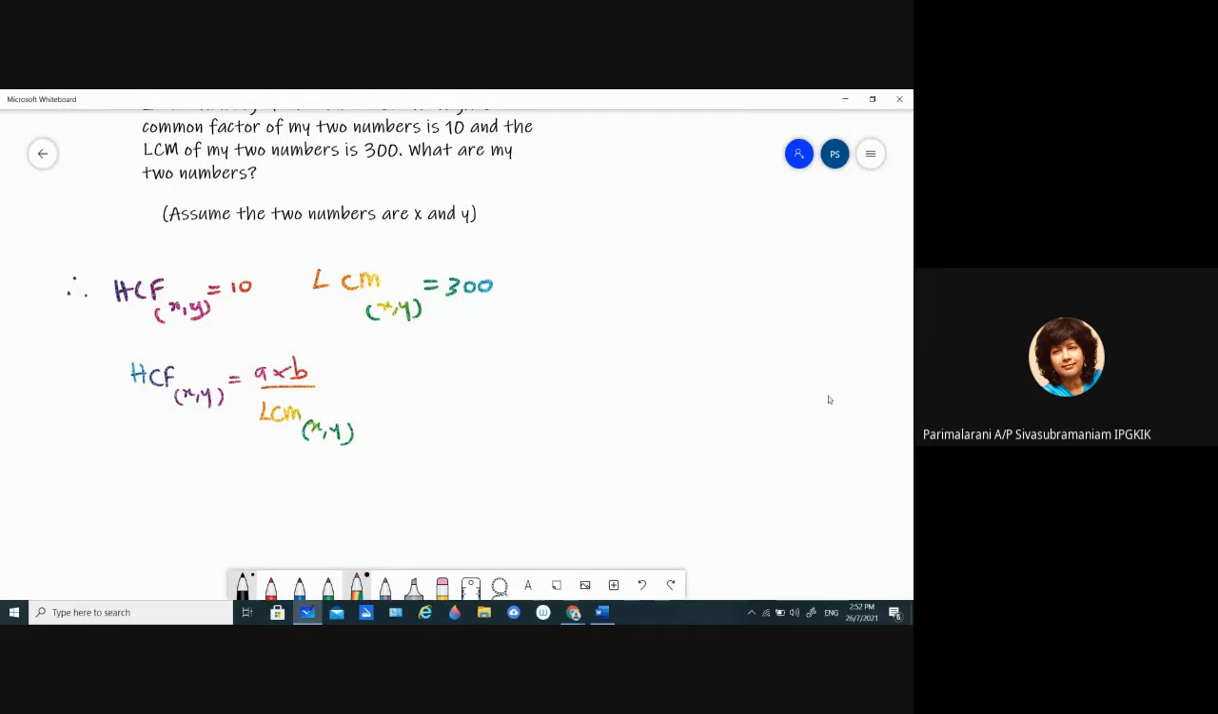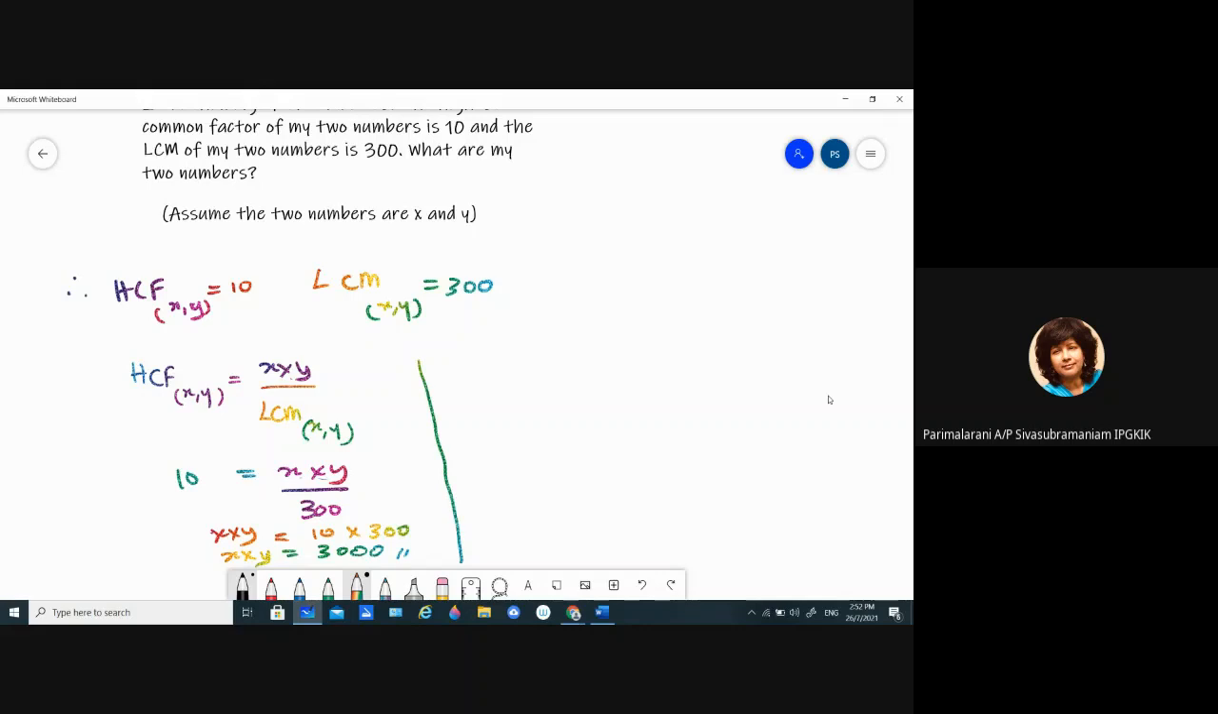Let's just look at this relationship first, okay? We know the HCF is 10 and LCM is 300. Therefore, A times B is 10 times 300, which is 3000. This is just for us to confirm later that the answer is correct. In this case, we can use x times y because we have said our two numbers are x and y. It doesn't matter what alphabet you use, but be consistent. So we know that our two numbers, x times y, must give us 3000.